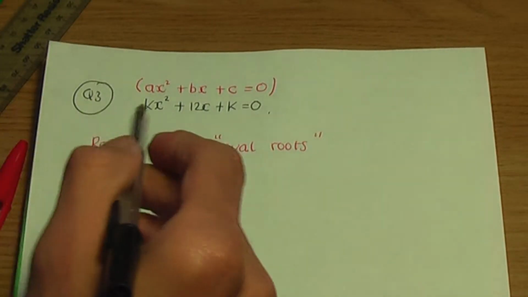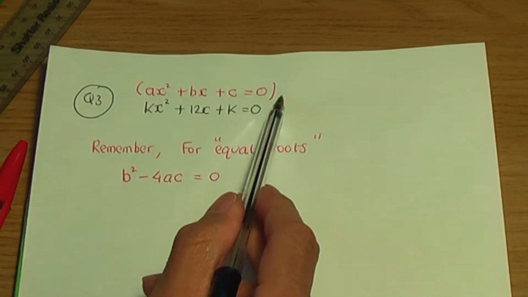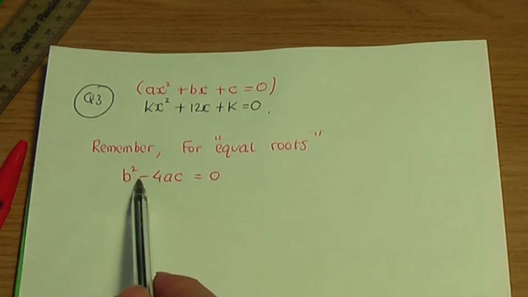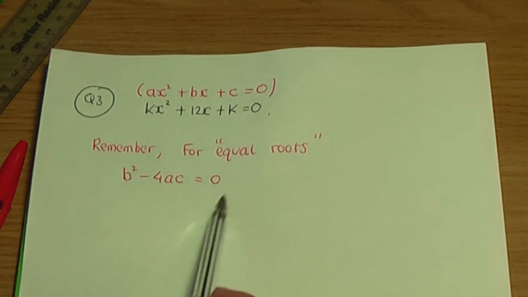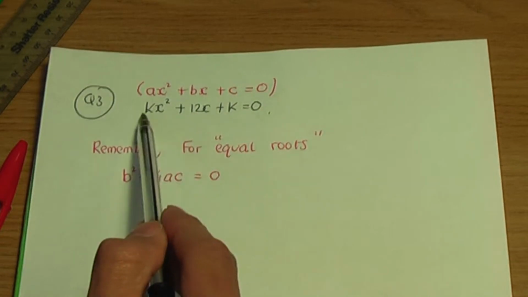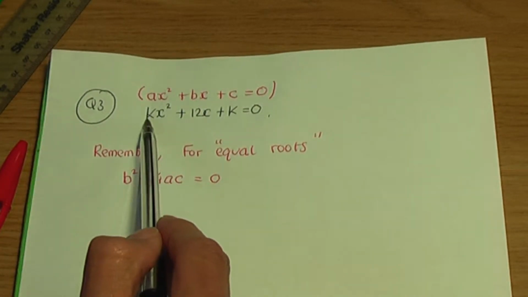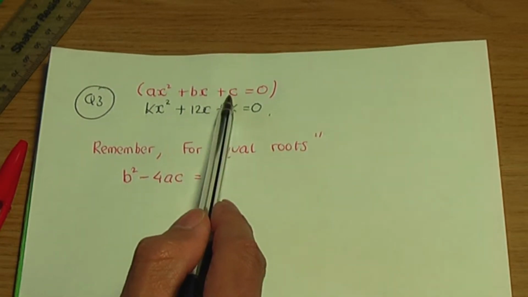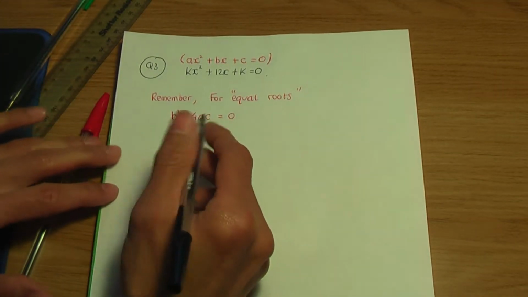So remember, if you're given the quadratic ax squared plus bx plus c is equal to 0, for equal roots, remember this condition: b squared minus 4ac is equal to 0. So this is the condition for equal roots. The values of a, b and c come from your quadratic. a is the coefficient of x squared, b is the coefficient of x, and c is the constant in your quadratic. So let's apply the condition.